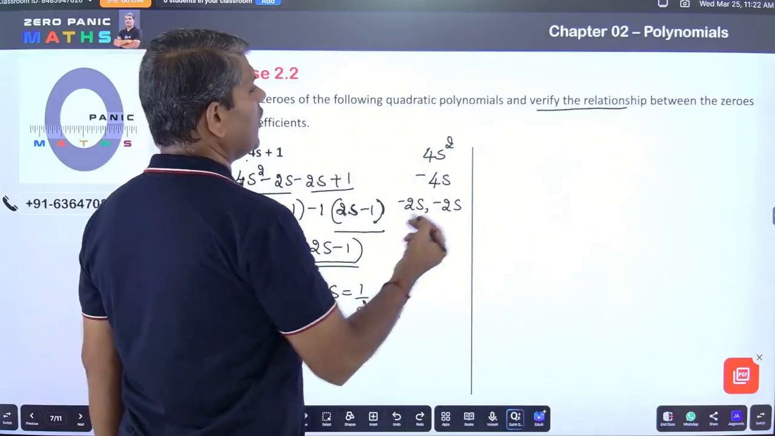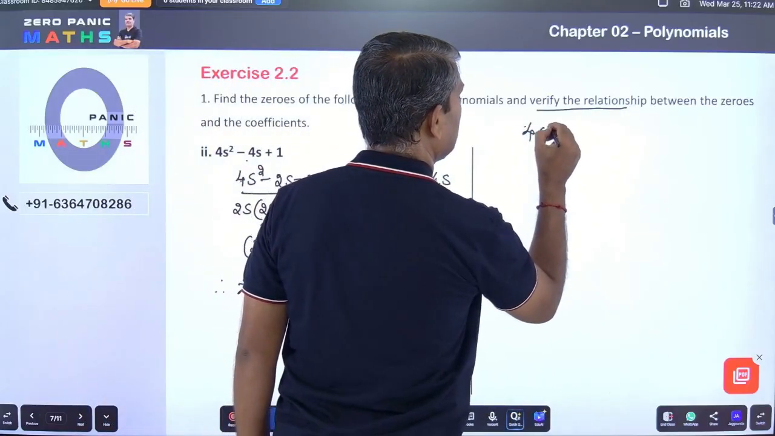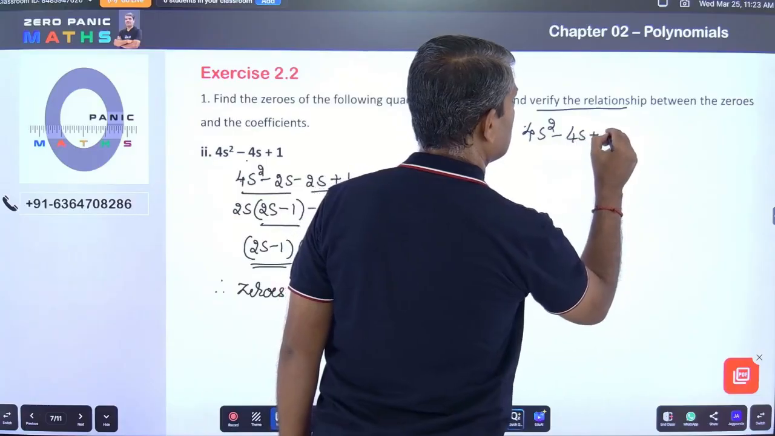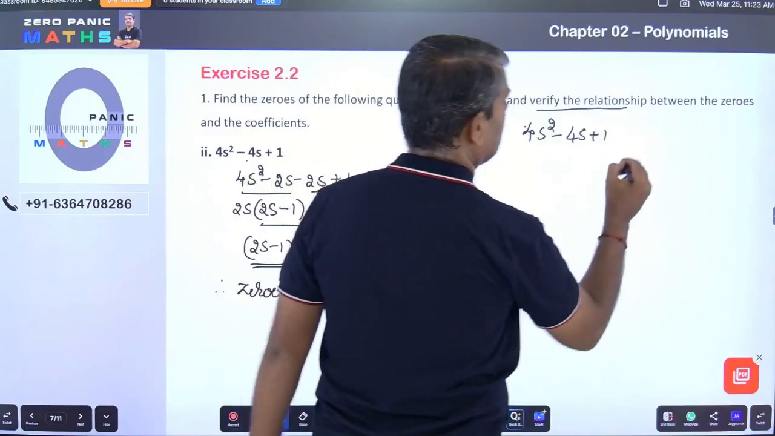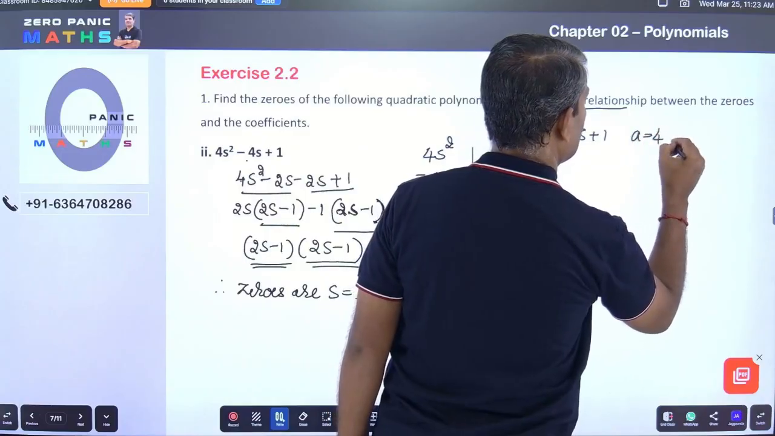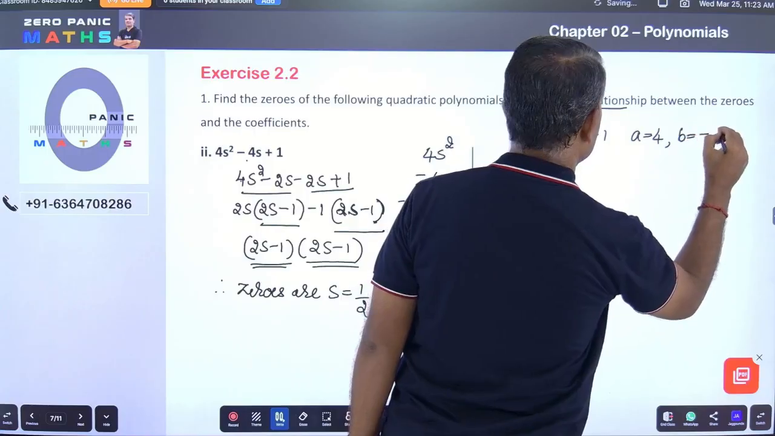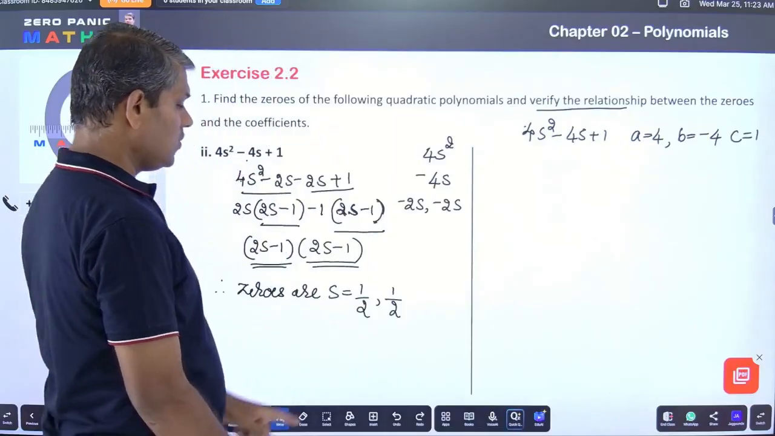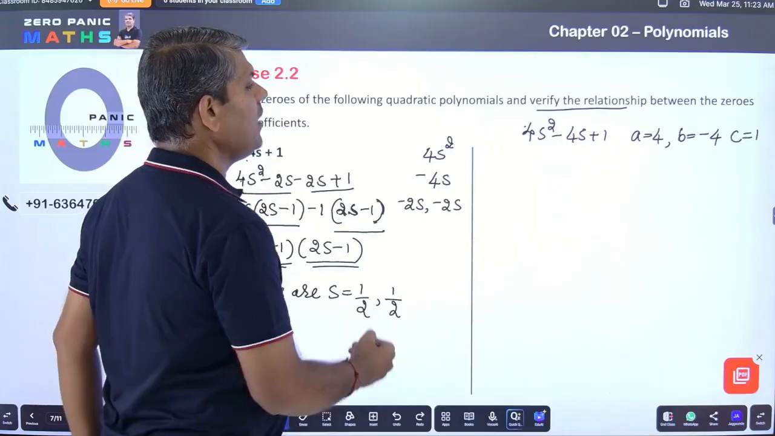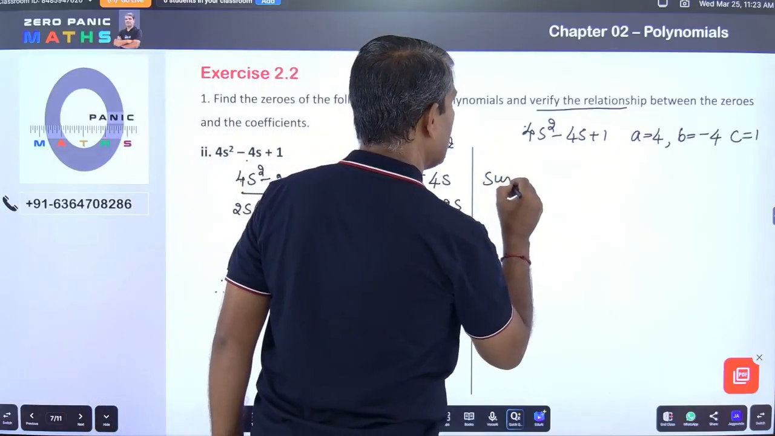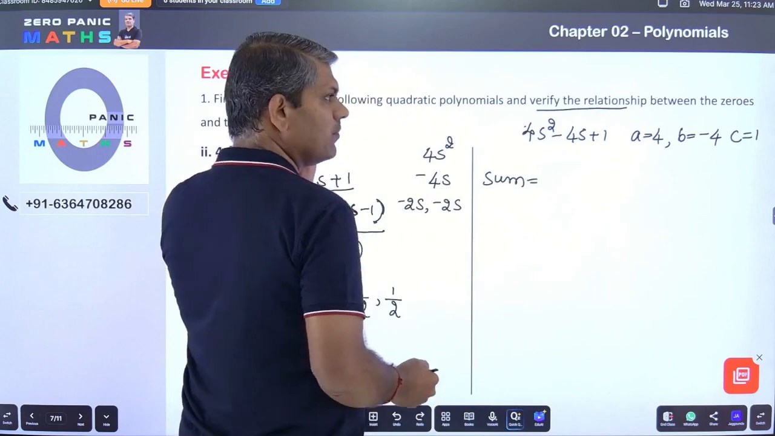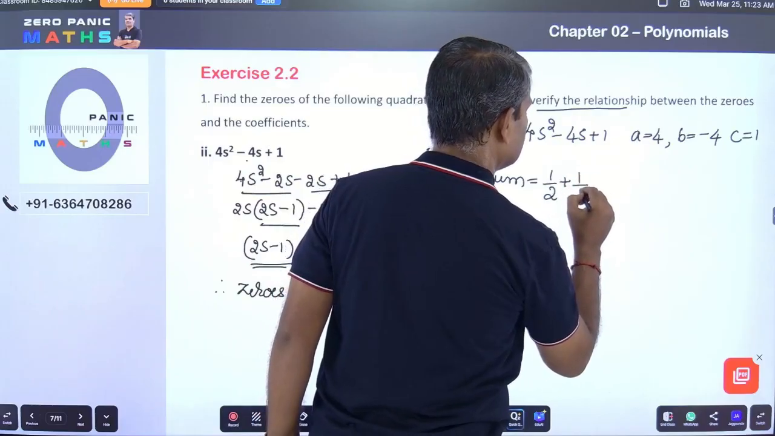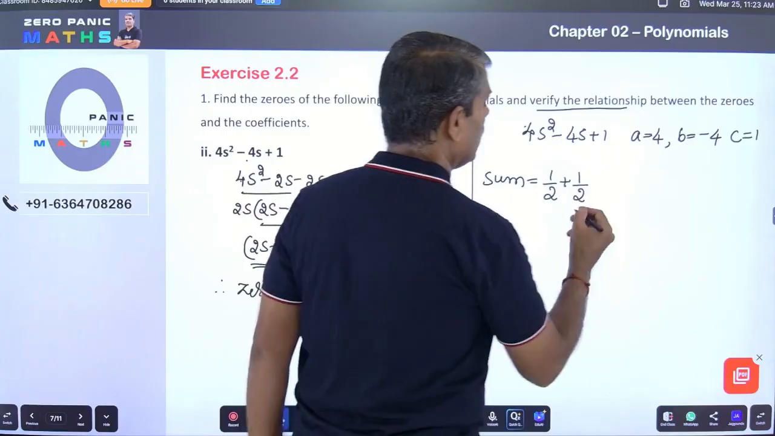Okay, so for that what we need is, first we need coefficients. So 4s square minus 4s plus 1, right? So a is 4, b is minus 4, c is 1. Now sum of the two zeros. Sum is half plus half. What is half plus half?